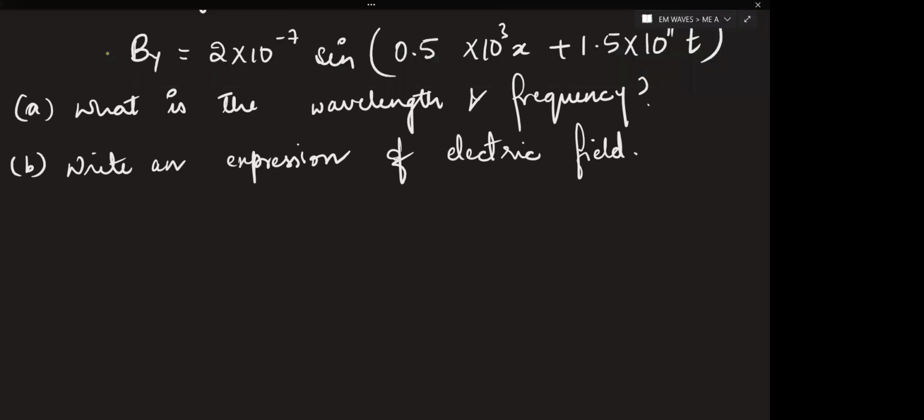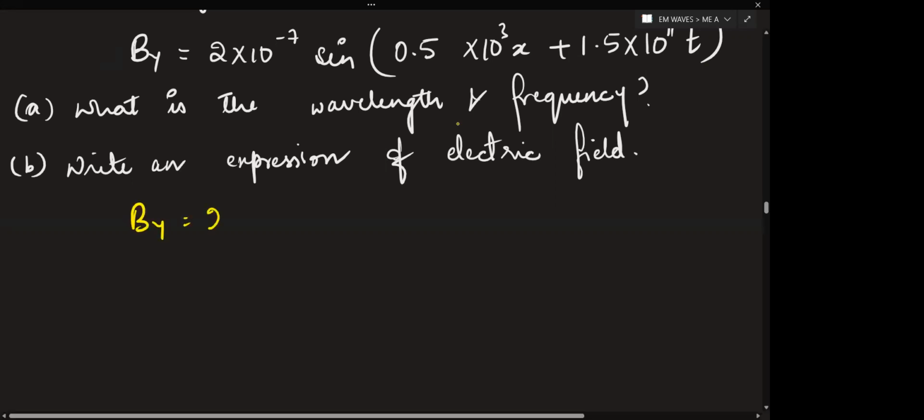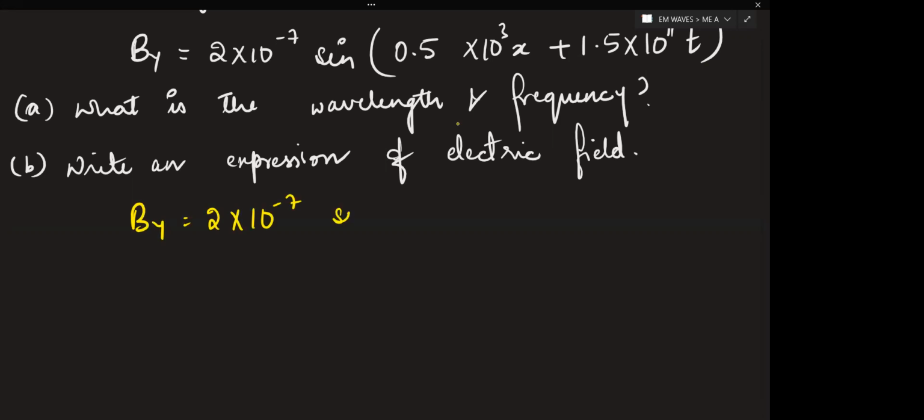3.14 as the wavelength? No, it's slightly more. See, I think you have not included pi. 3.14 is the value of pi, no? The equation that is given to you is what? By is 2 into 10 to the power minus 7 sin(0.5 into 10 to the power 3 x plus 1.5 into 10 to the power 11 t).